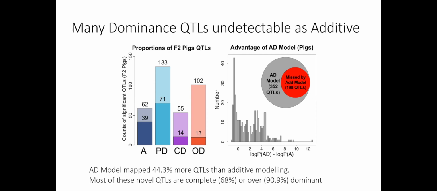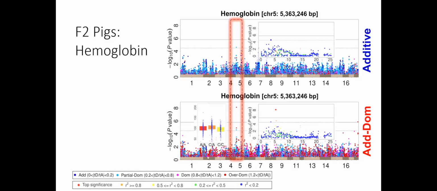And most of these additional QTLs, as you would expect, exhibit the more extreme types of dominance. So they're complete dominant or over-dominant. So here's an example. This is in pigs. We're looking at hemoglobin levels.